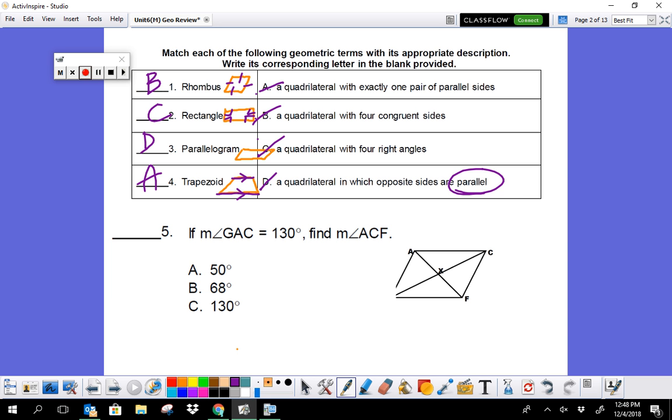Number 5, it says the measure of GAC. It looks like on here there's a G missing. But GAC, that's going to be this angle here, that whole thing is 130, and it wants me to find ACF. So this angle right here. Okay, so what you need to know about this parallelogram is that your consecutive angles are going to be supplementary, which means they're going to add up to be 180. So I'm going to do 180 minus 130, and that's going to get me 50.